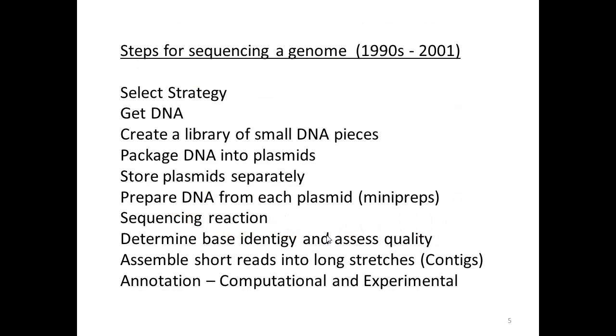So in dealing with those and in sequencing the genome, here are the steps that were required for sequencing genomes in the 1990s and early 2000s. The first thing you had to do is select a strategy, and we'll say more about that in the next slide. You would get the DNA from a source, and then you would chop it up into small pieces, create a library of small DNA pieces, and package that DNA into plasmids. All of those plasmids have to be stored.